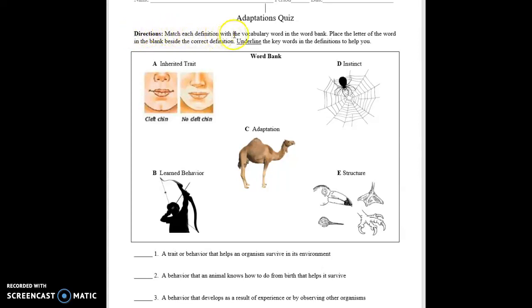Directions. Match each definition with the vocabulary word in the word bank. Place the letter of the word in the blank beside the correct definition. Underline the key words in the definitions to help you.